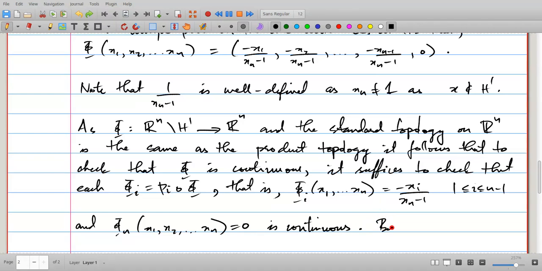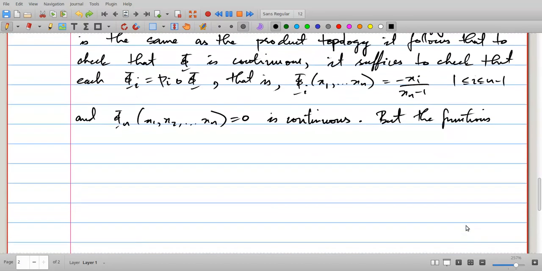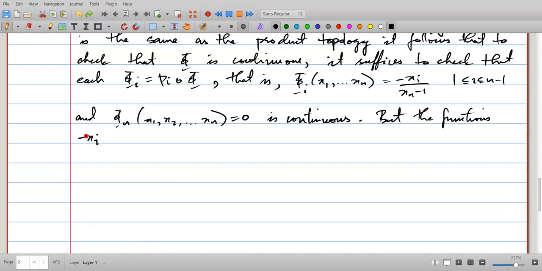But the functions x1, x2 up to xn goes to minus xi, and goes to xn minus 1, these two functions are continuous. And I leave it as an exercise to prove from the definition that these two are continuous.